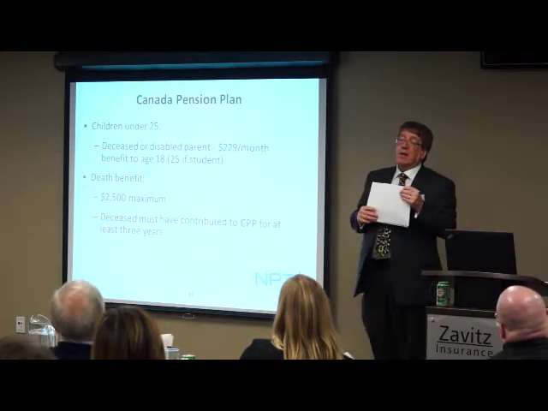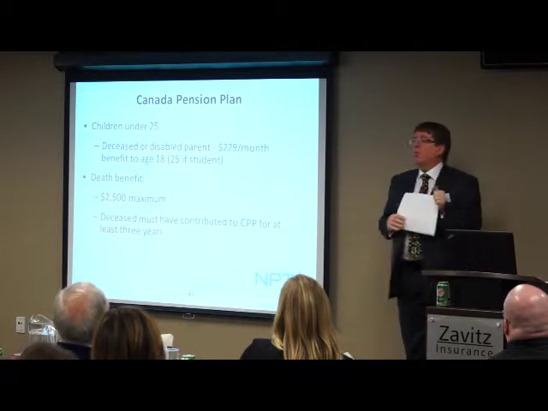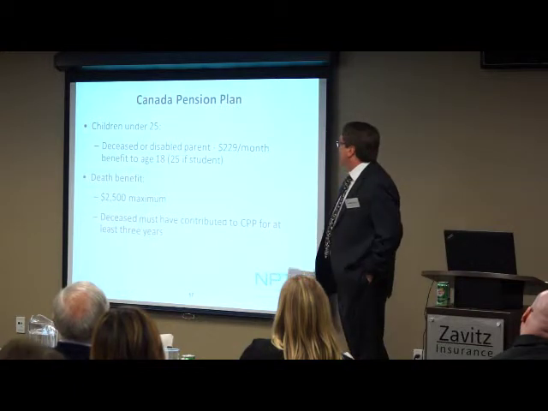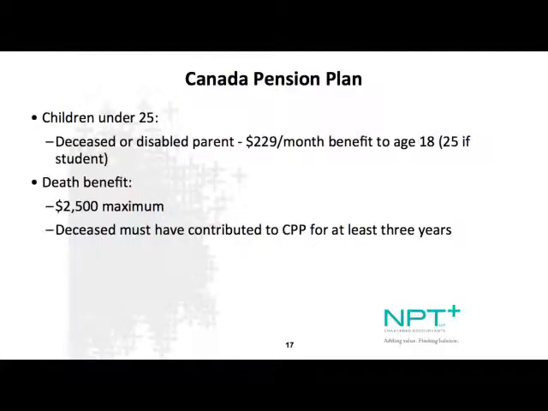Children under 25, it's actually children under 18 unless they're at university. If one parent becomes disabled or dies, that child receives our $229 a month survivor pension. I used to call it the orphan pension, but you don't have to be an orphan. Just one parent dies and you're entitled to it. There's also a death benefit. You die, you get $2,500.